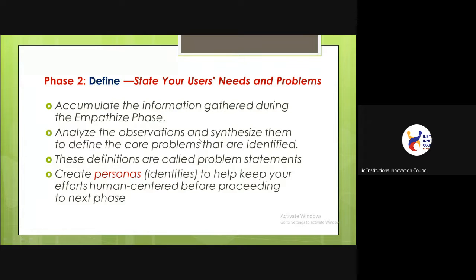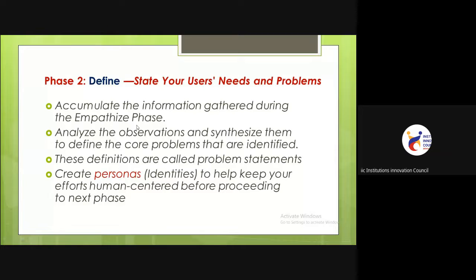In the second phase, defining: state your users' needs and problems. Here you are clearly defining the need of the users, that is, accumulating the information gathered during the empathize phase. Here you gather all the information you got from the users. Then you analyze the observations and synthesize them to define the core problems. You may have some small, spread-over problems, but again you have to put them in a full form and get the core problems. What is the actual problem? You have to identify that core problem, and then define it. These definitions are called problem statements. You have to create identities, called personas, to help keep your efforts human centered before proceeding to the next phase.